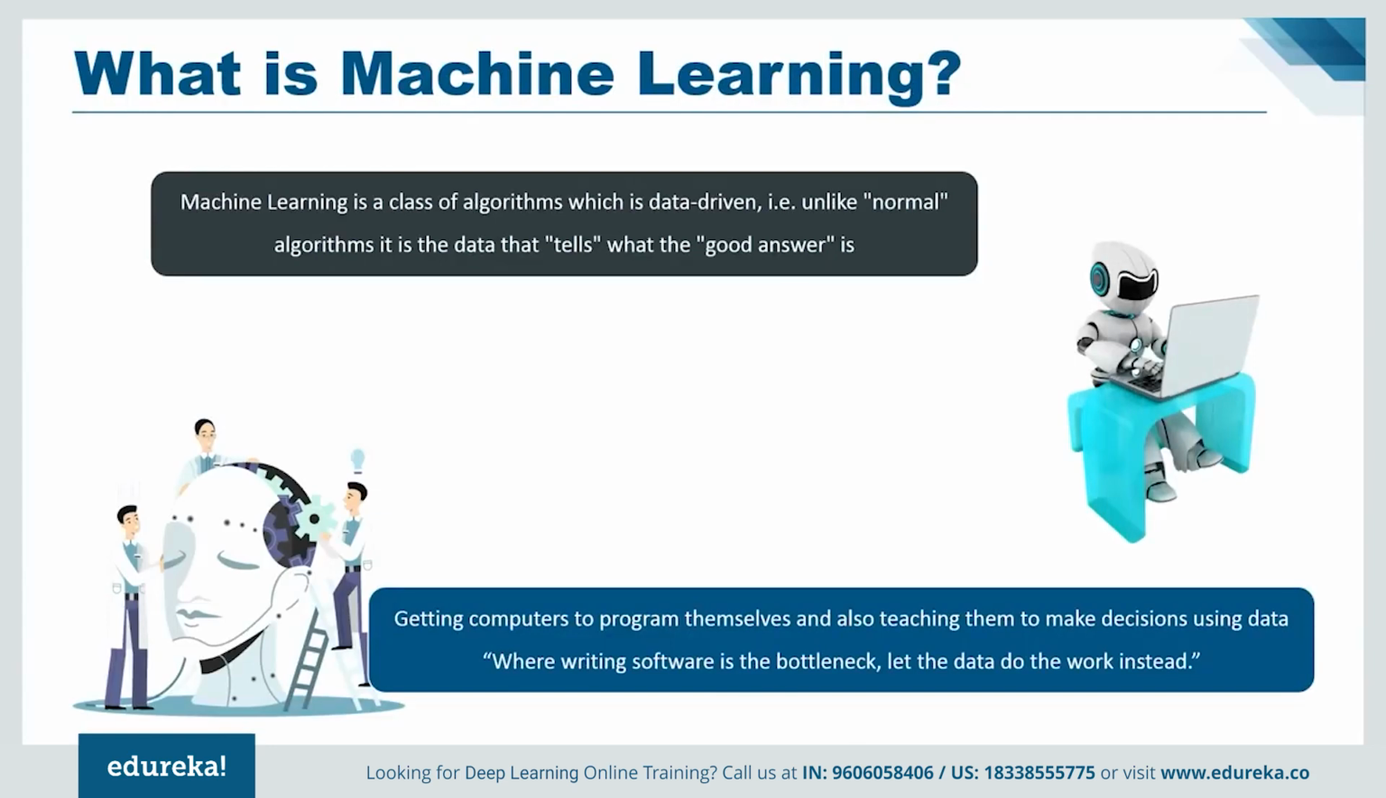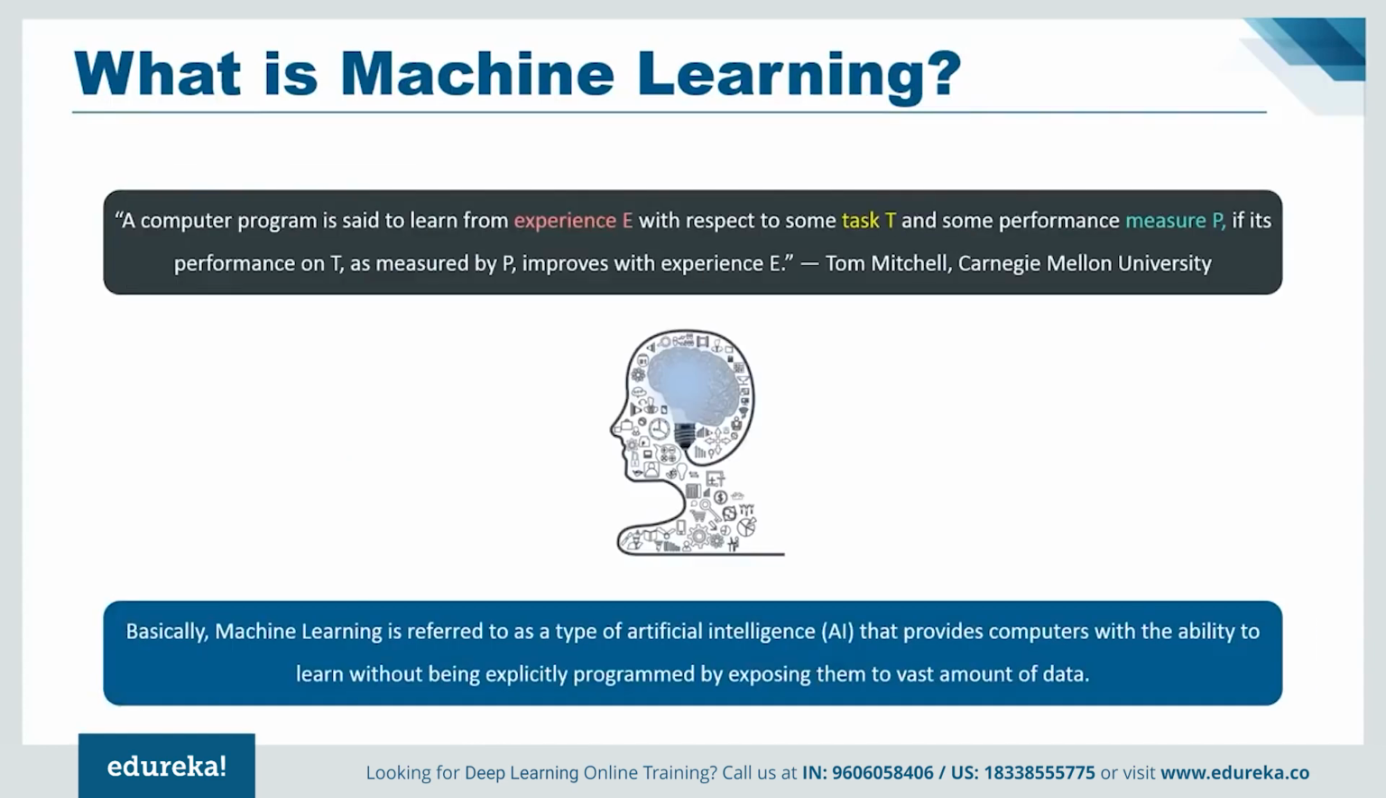Now that you are familiar with artificial intelligence, let's talk briefly about machine learning and understand what it means when we say that we are programming machines to learn. Here I have a famous quote by Tom Mitchell of Carnegie Mellon University. He says, "A computer program is said to learn from experience E with respect to some task T and some performance measure P if its performance on T as measured by P improves with experience E."